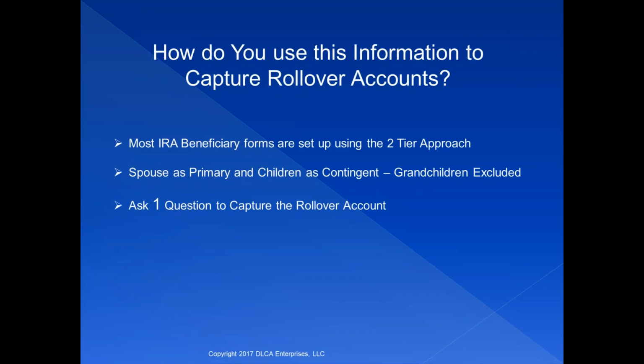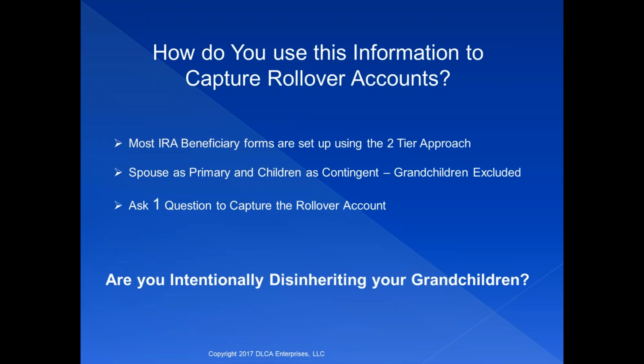So how do you use this information to capture an IRA rollover account? Well, very simple. Most IRA beneficiary forms are set up using the two-tier approach. Spouse is primary, children are contingent, grandchildren excluded. You only have to ask one question to be on your way to capturing that account, and here's the way I would ask that question. Your beneficiary forms are okay, there's nothing really wrong with them, but one question: are you intentionally disinheriting your grandchildren?